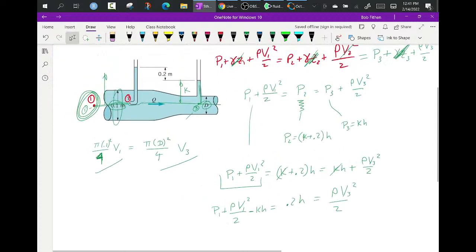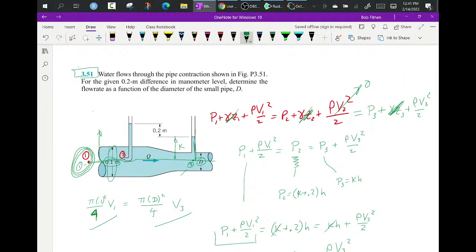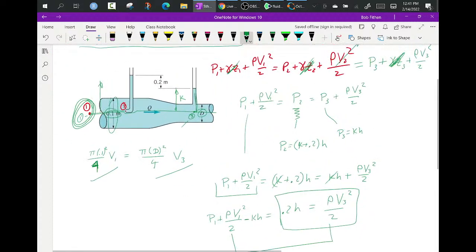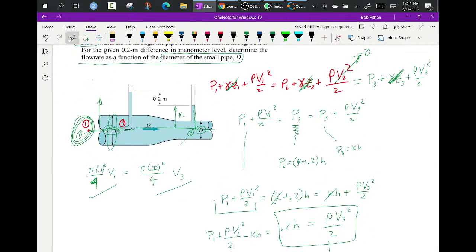Now, water flows, and we were to determine the flow rate as a function of the small diameter pipe. Guess what? There isn't an ability to do that. You cannot do that here, because velocity 3 and velocity 1 are related through that. It's simply not possible. In other words, all you need to know to find the velocity of the pipe is one tube right there. You don't need the other one.